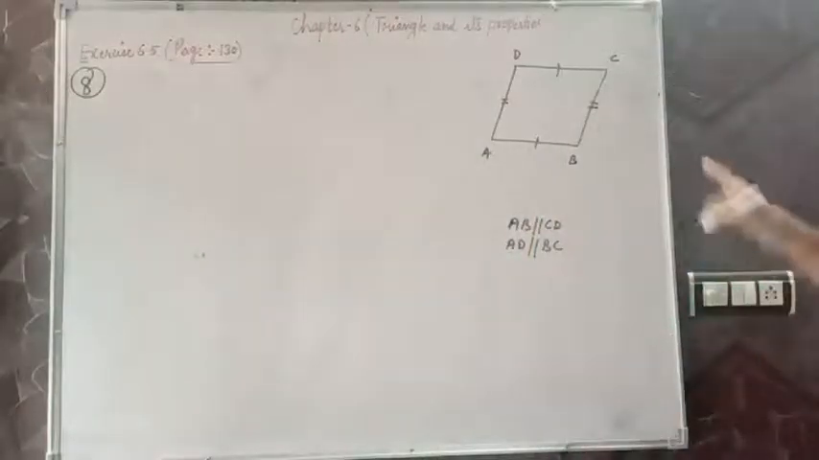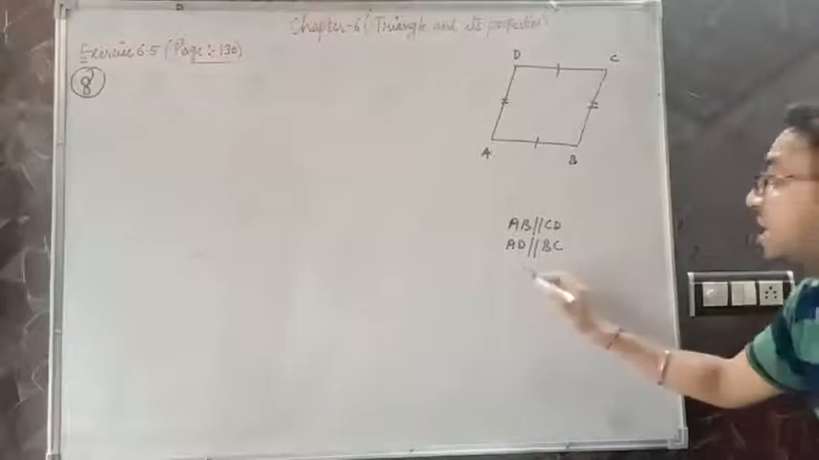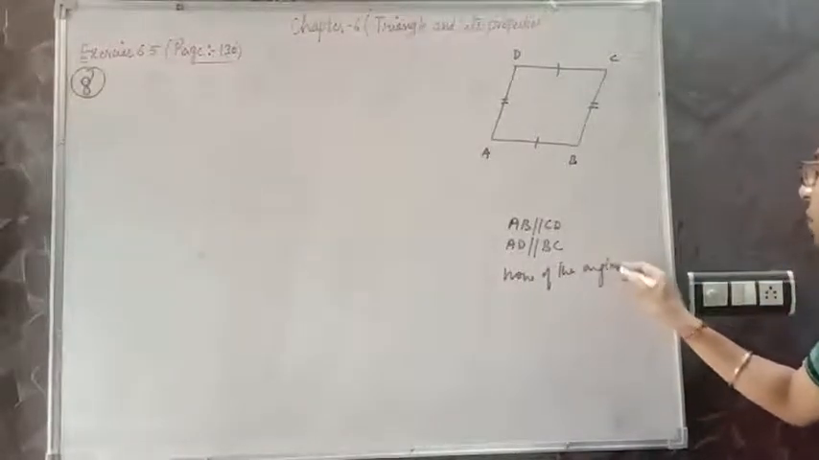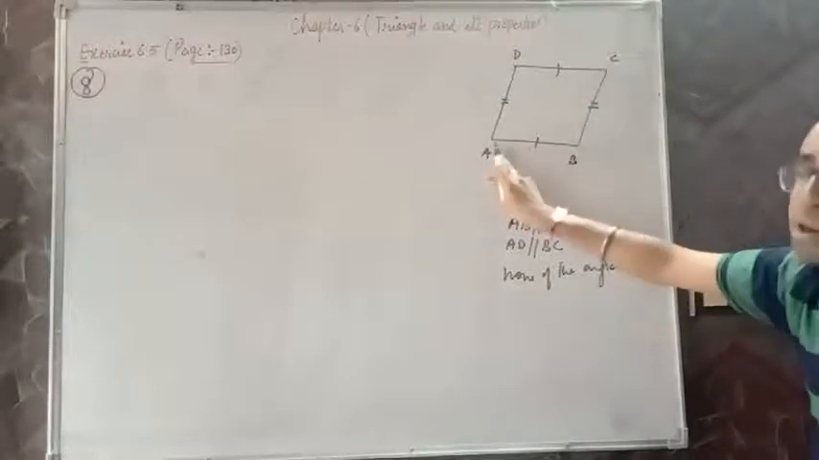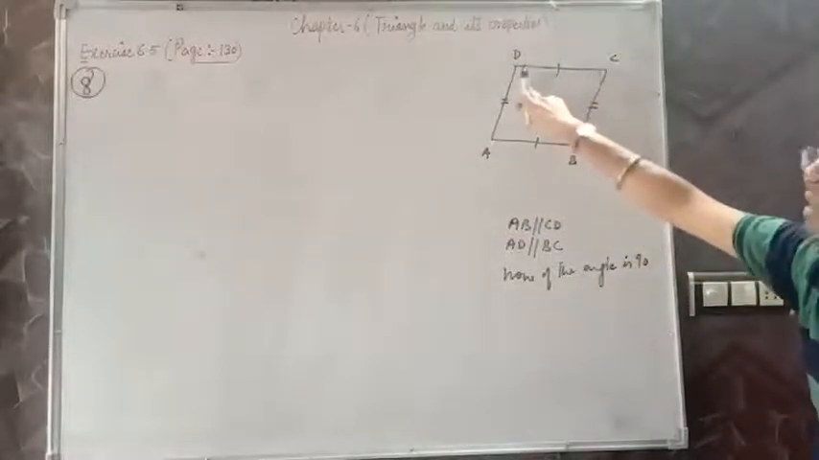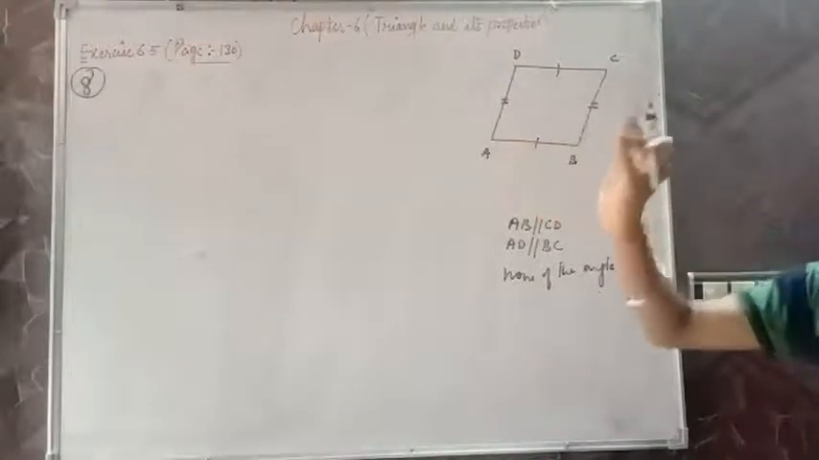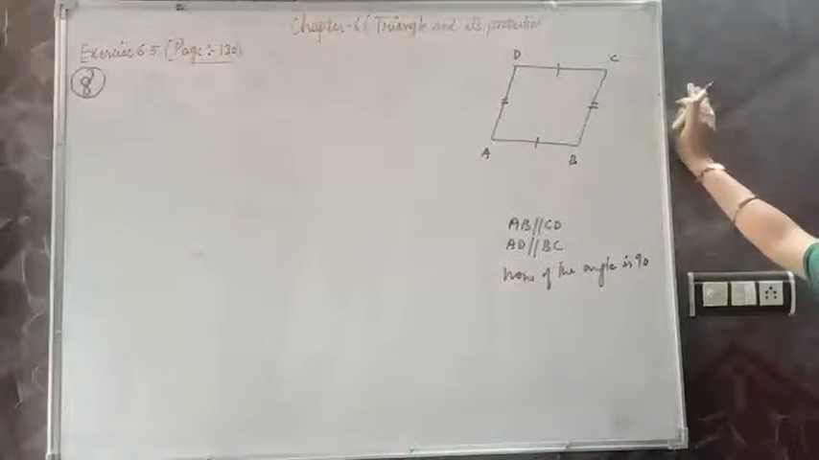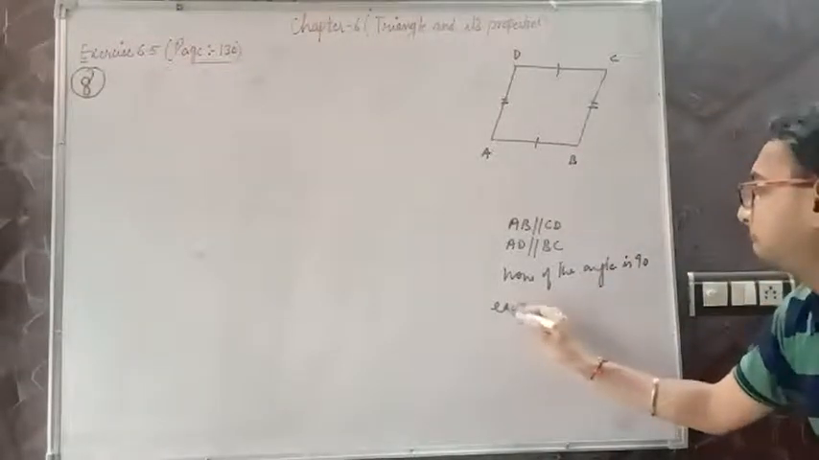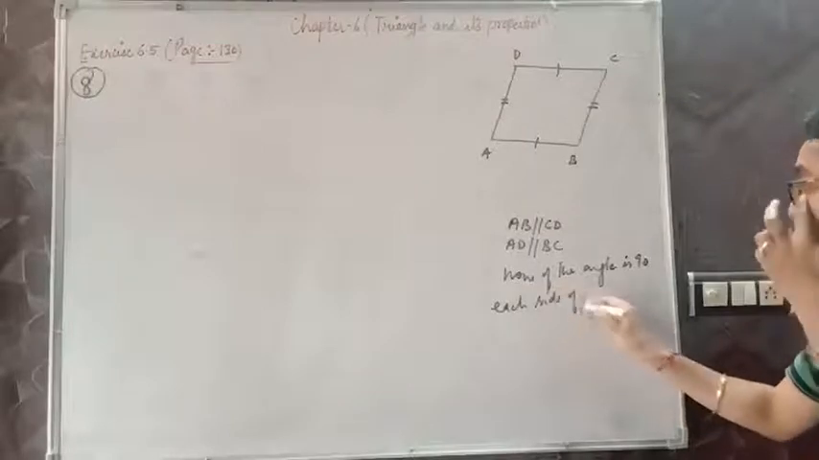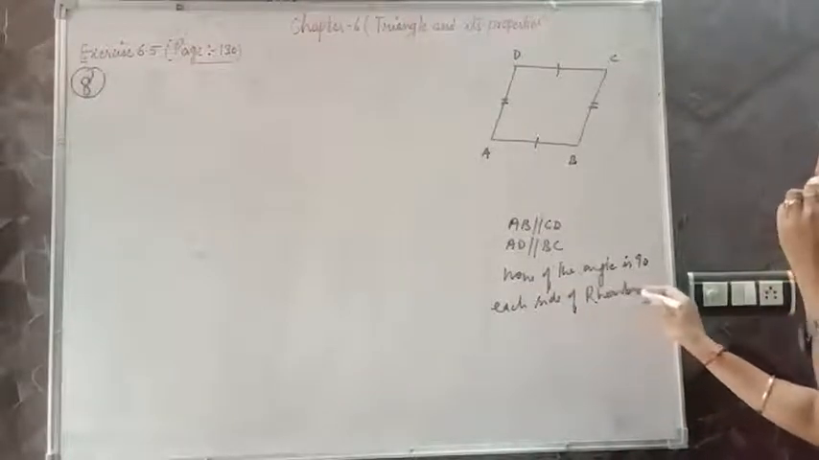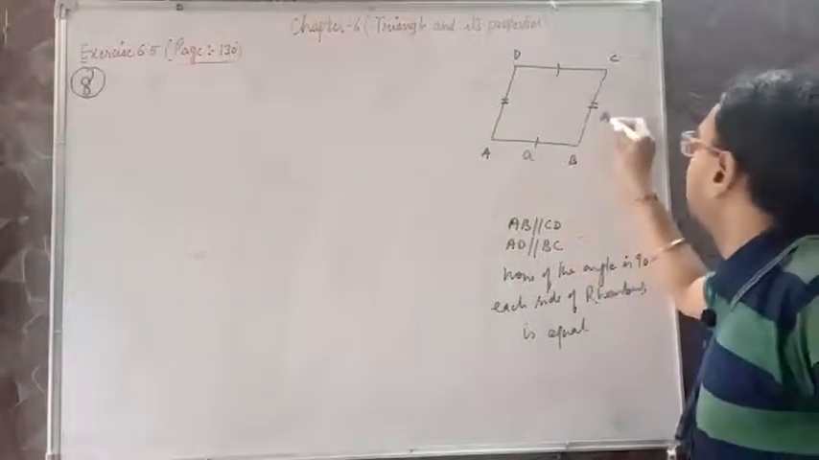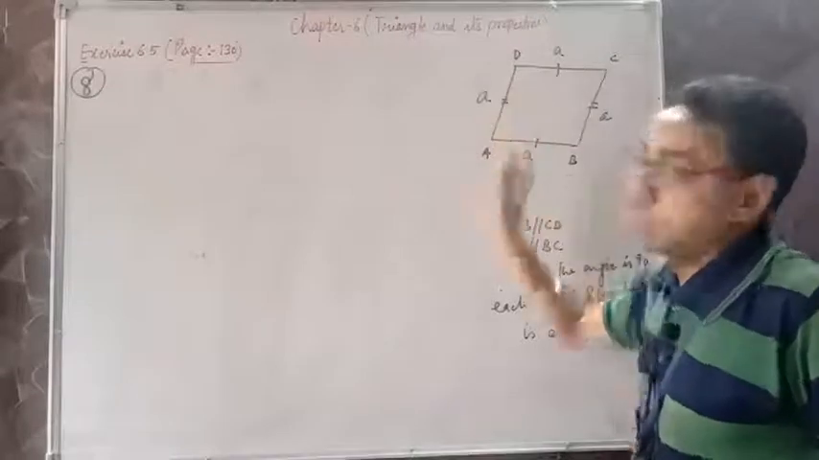Secondly, if I talk about the rhombus, none of the angles is 90 degrees. This cannot be 90, this cannot be 90, this cannot be 90, this cannot be 90. If any angle becomes 90 degrees, the rhombus is called a square. And each side of a rhombus is equal to each other. If this is A, this is also A, this is also A, this is also A.